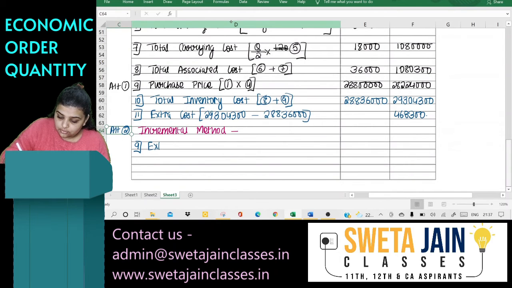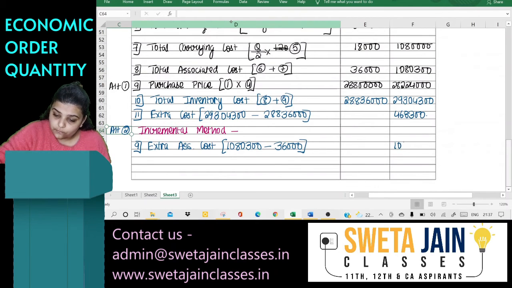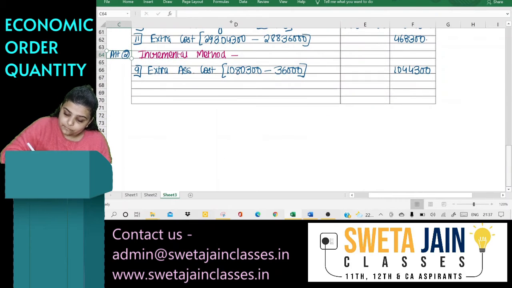Extra associated cost would be 10 lakh 80,300 minus 36,000. That is 10 lakh 44,300. And we know at the discount there is a saving in the purchase cost. So point number 10 would be savings in purchase price.